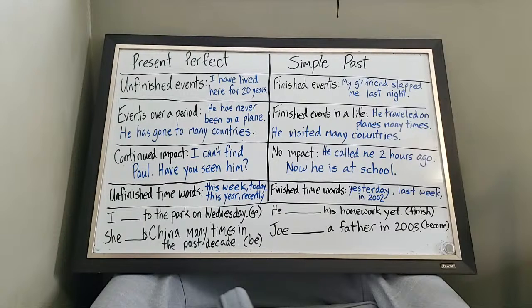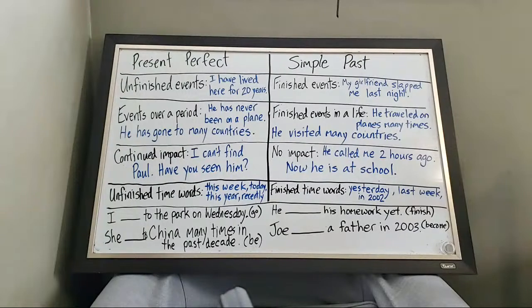So that means something happened in the past and it's somehow influencing the present time. Okay? So our example is, I can't find Paul. Have you seen him? So I'm looking around for Paul and I can't find him. All right? So I'm asking you today, have you seen Paul? So since you woke up until now when I'm talking to you, have you seen him?